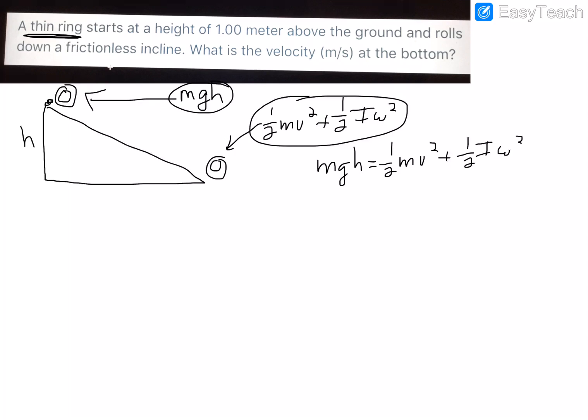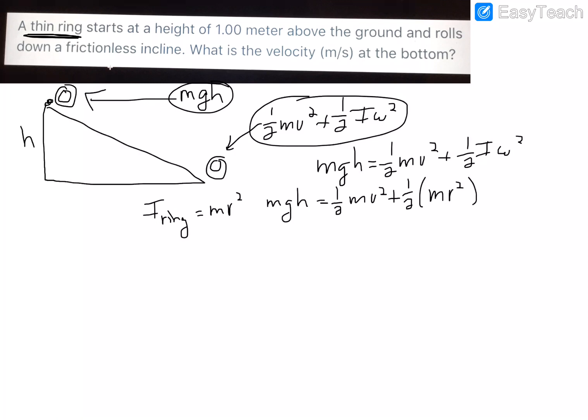And we can substitute some things in here. So I'll have mgh equals 1/2 mv squared plus 1/2, and there I'm going to sub a lot of these things in. What is the I value? This is a thin ring. So if you remember, for a thin ring it was mr squared. So I'm going to put that in for the I, mr squared.